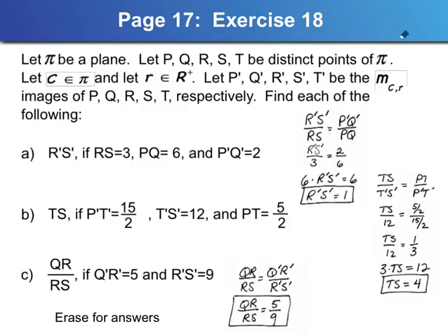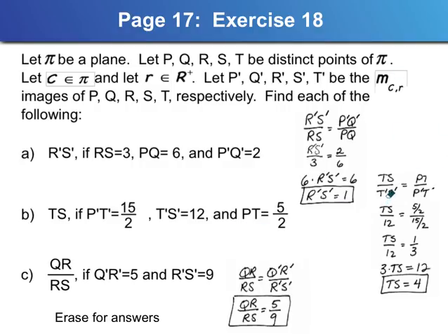Okay, here are the answers. I took R prime, S prime, and I compared it to RS. And then I said that was equal to P prime, Q prime over PQ. And I filled in the blanks. So once I had my proportion written, I was able to cross multiply. I got 6 times R prime, S prime equals 6, 3 times 2. And then I divided both sides by 6, and I found R prime, S prime was 1.